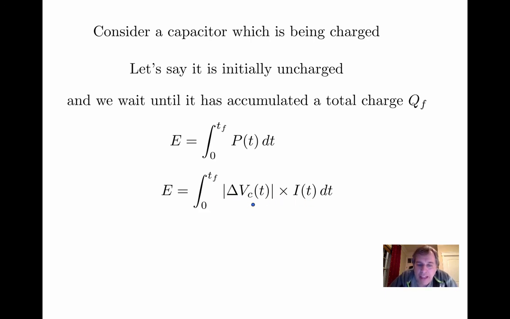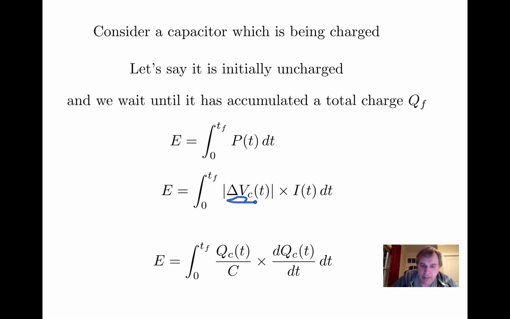Now remember, for a capacitor, delta Vc is given by Qc over the capacitance. And the current for a charging capacitor is just dQc/dt. So we get this equation here. All I did was to replace delta Vc here by Qc over C, and the current here I replaced by dQc/dt. Okay, now that's the energy.